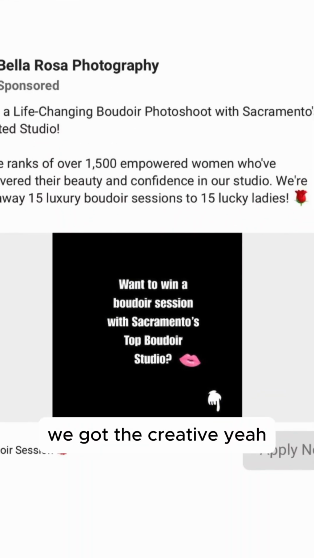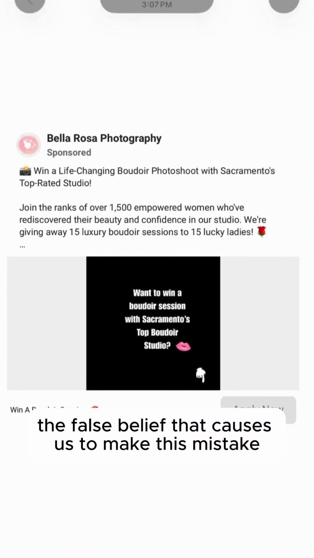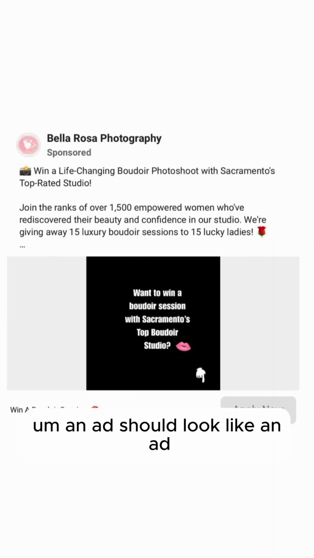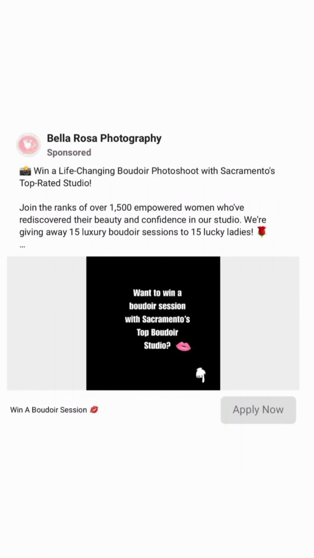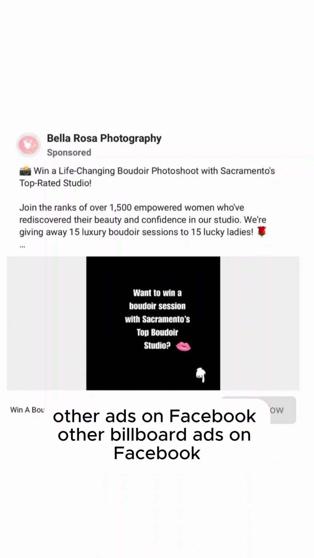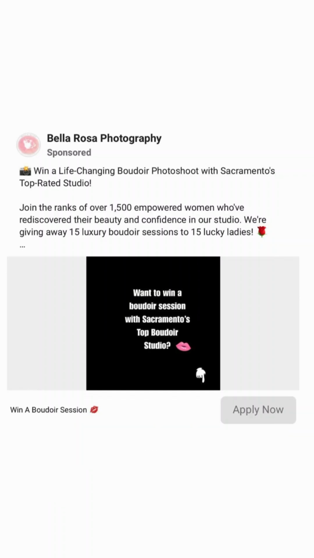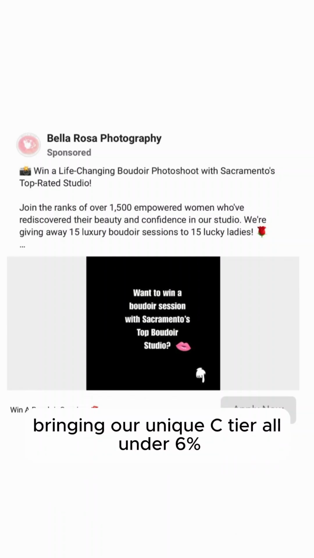We got the creative. Yeah, we got the looks-like-an-ad mistake with this creative. So the false belief that causes us to make this mistake is that we actually believe an ad should look like an ad. So that's how we've seen newspaper ads, magazine ads, TV ads, other ads on Facebook, other boudoir ads on Facebook. So we believe our ad should look like an ad. But this is incorrect. This causes more women to scroll on by than necessary, bringing our unique CTR under 6%.